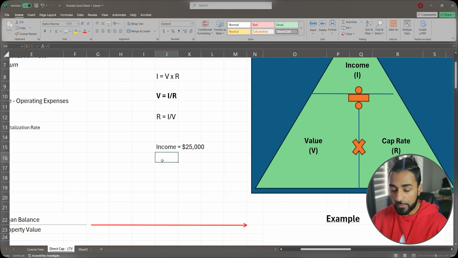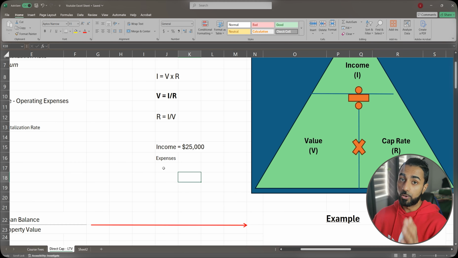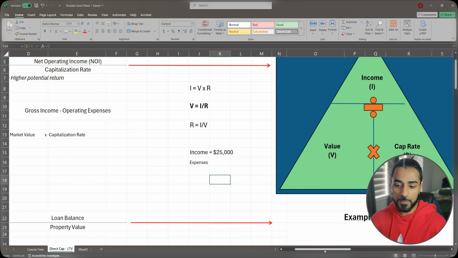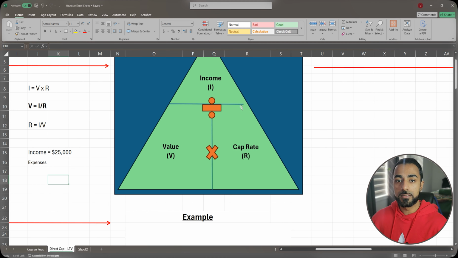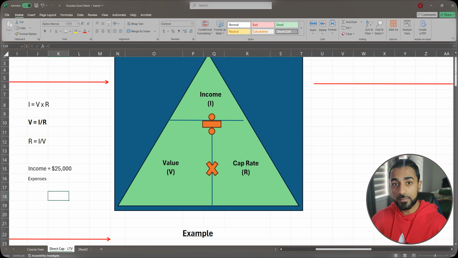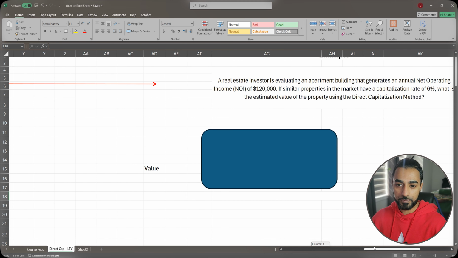If, however, they give you expenses, that's where we're going to need to now do gross income minus expenses. So this is all going to make sense in a second. Just keep in mind mainly what this triangle looks like. And if you like this triangle, it's basically a really good way to remember the formulas and everything. So let's do an example.